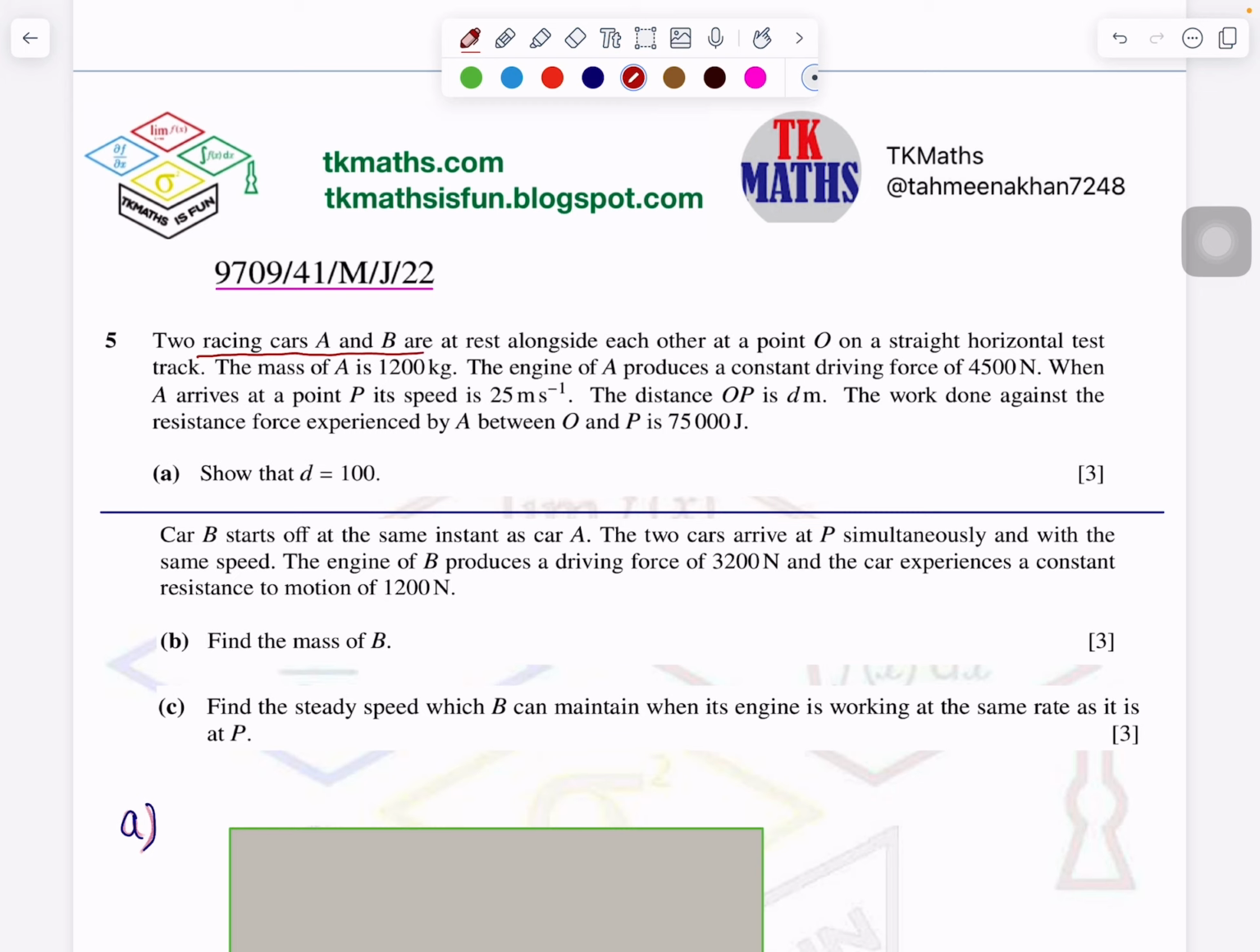Talking about two racing cars. They are at the starting point O on a horizontal straight road, right? And the mass of car A is 1200 kg. And the engine of car A is producing a constant driving force of 4500 newtons. And there is a point P. When A arrives here, its speed is 25 meters per second.